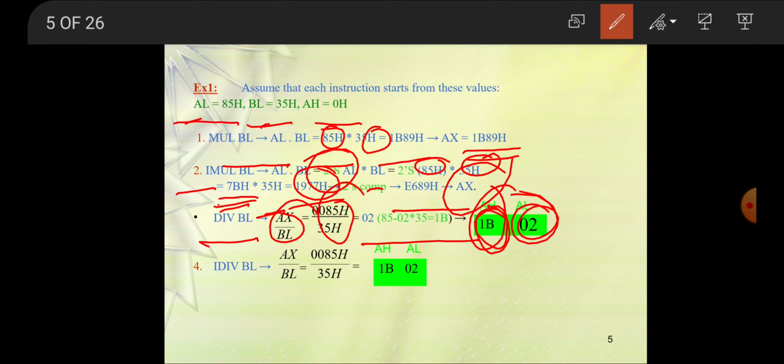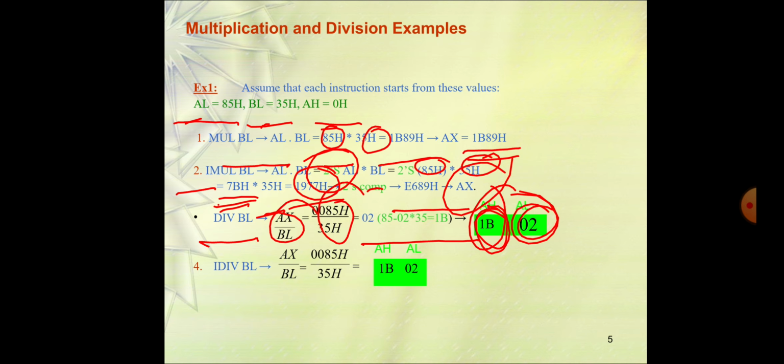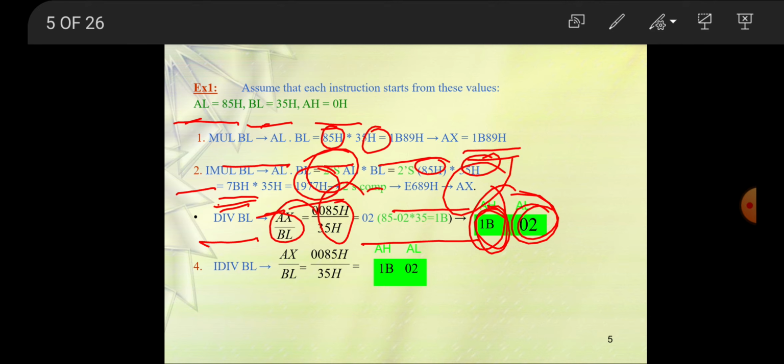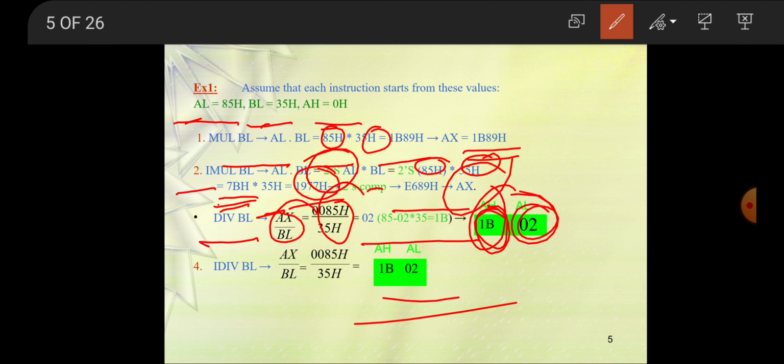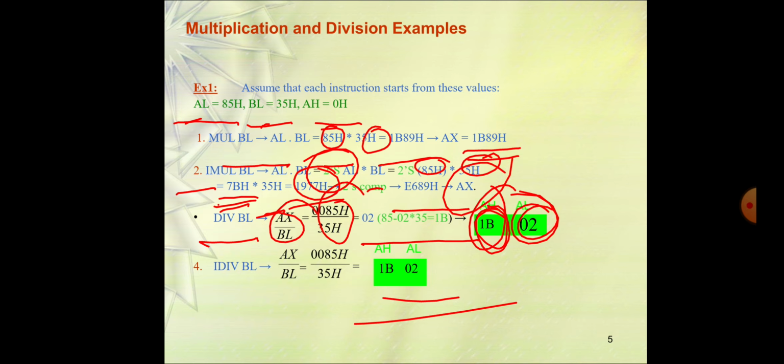Similarly, here is the division by BL. So what happened here? Here we can simply divide 0085h by 35h, and the answer is also stored in a similar manner. So no such big difference.